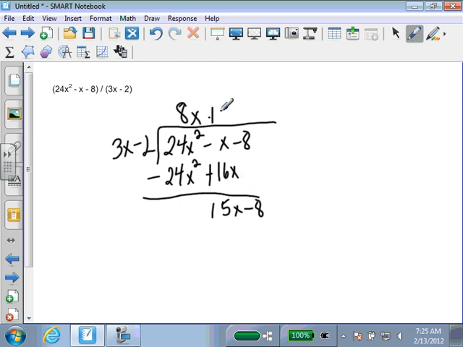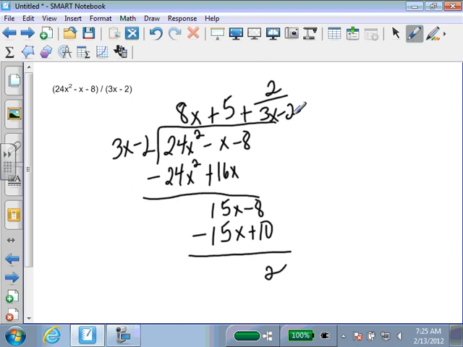I would have to multiply by 5. So I get 15x minus 10. I subtract. Remainder 2. So plus 2 over 3x minus 2. So that's long division. Some of the things that you might encounter if there's a missing term, either here or here, lining up becomes critical, so you need to line up with the right terms, so be mindful of that.